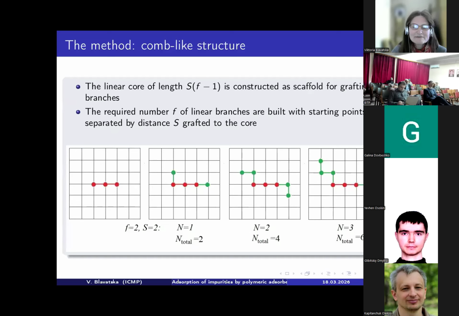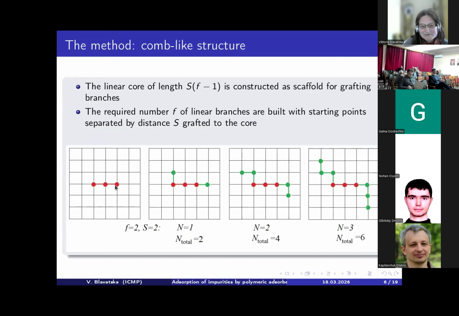And in the same way, a little more complicated, we can construct this complex structure, where we have a central core in the shape of a rigid rod, presented here with red symbols. For example, we are interested in having two chains grafted to this central rod at a distance s equal to 2 between them.